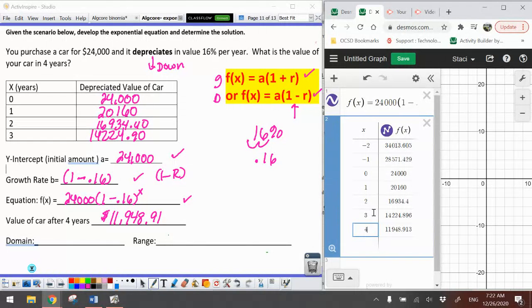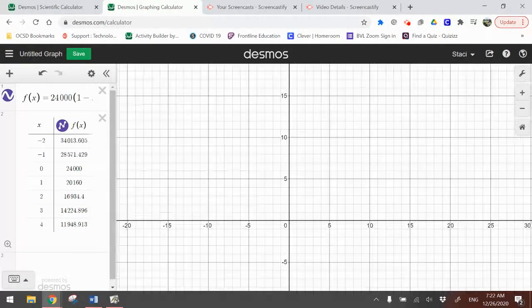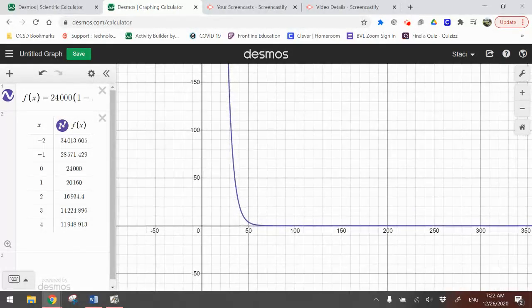So whichever way you want to find the numbers is entirely up to you. If you want to type them into the Desmos calculator and just change your exponent, or if you want to type them into your Desmos graphing calculator, you can actually go to the table and come up with all your numbers. Well, so let's talk about domain and range this time. So I'm going to go ahead and make this bigger, and I'm going to zoom us in so we can see what's going on here.